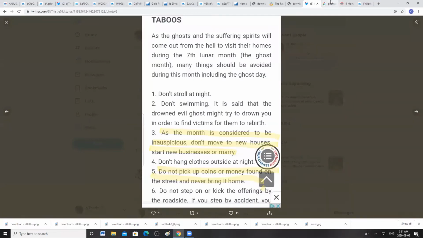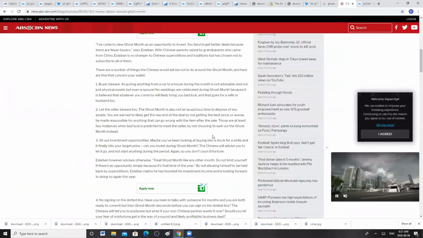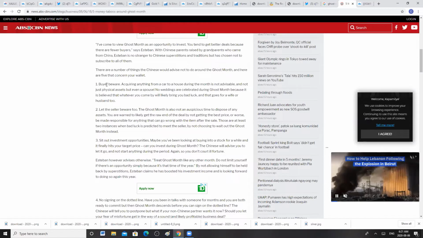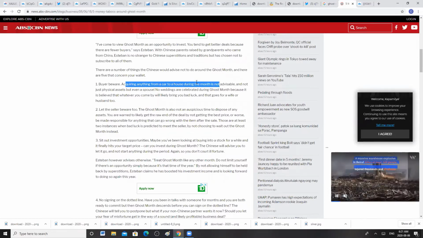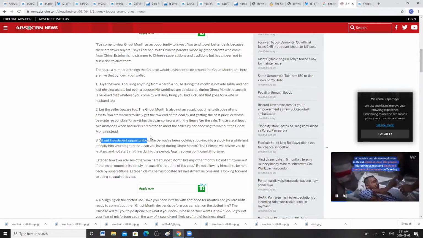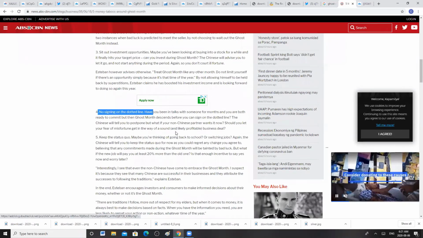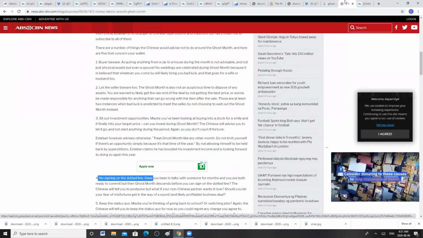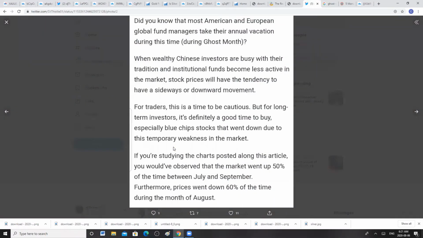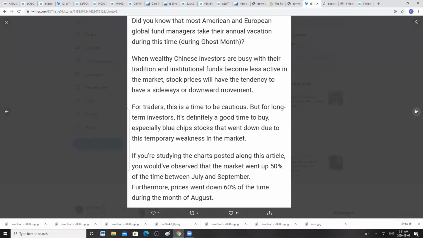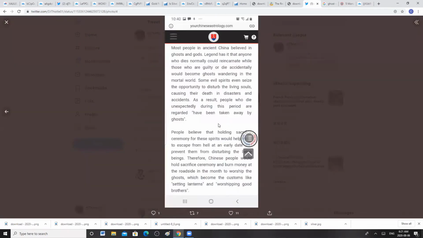So Ghost Month is a very big Buddhist and Taoist, I guess, superstition, tradition, festival. So buyer beware. They don't want you buying a house, a car, or anything. They don't want you selling anything. They don't want you buying investments. They don't want you signing contracts. Basically, be still. Yes, the spirits of the dead are supposed to come, and this can result in anything.